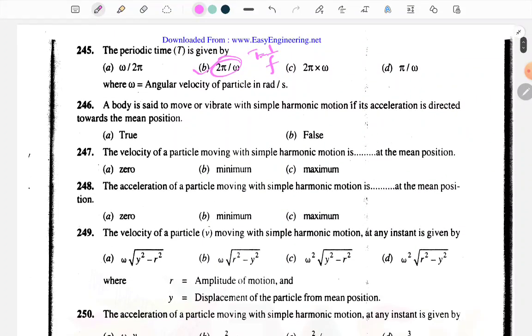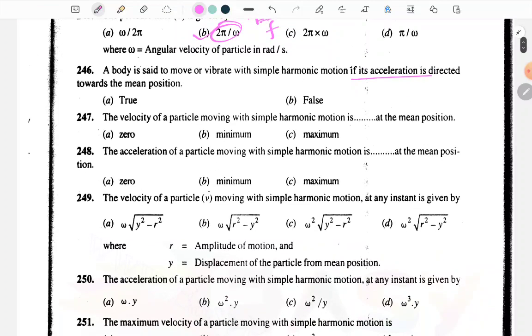A body is said to move or vibrate with a simple harmonic motion if its acceleration is directed towards its mean position. It's correct. 246 is correct. The velocity of a particle moving with simple harmonic motion is dash at the mean position. Velocity will be maximum. 247 is C. Acceleration of a particle moving with simple harmonic motion is dash at its mean position, 0. When velocity is maximum at that point, then acceleration is 0.